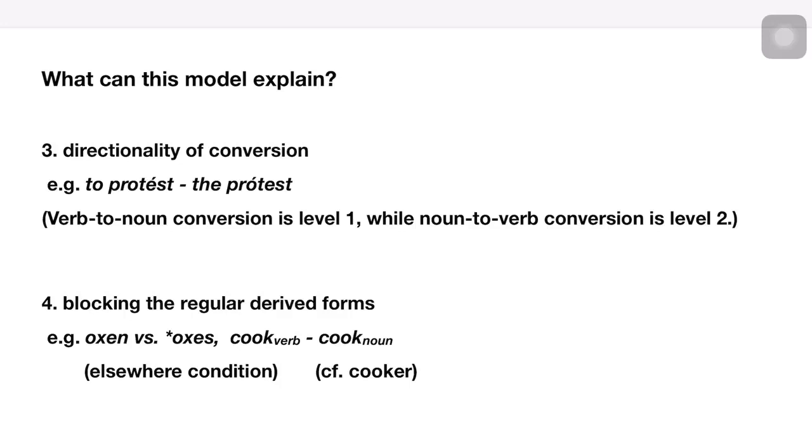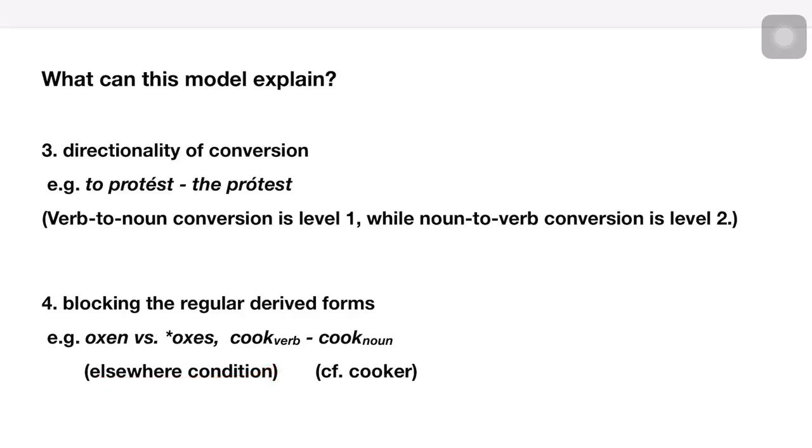The last one is that we see some regular derived forms are blocked. Oxes is unlikely because oxen is a more marked, less regular plural alteration of this word. We call this the elsewhere condition. By this rule, more regular forms are adopted only when irregular forms are inadequate for derivations.